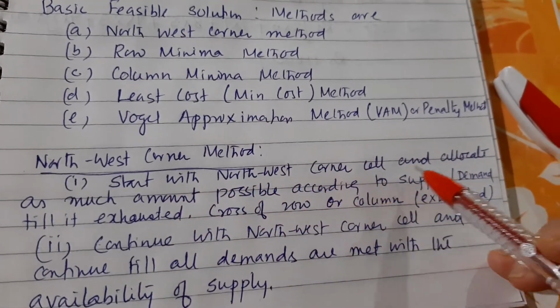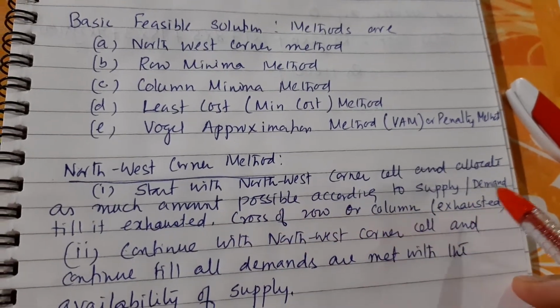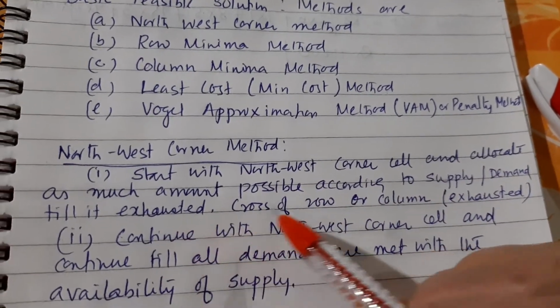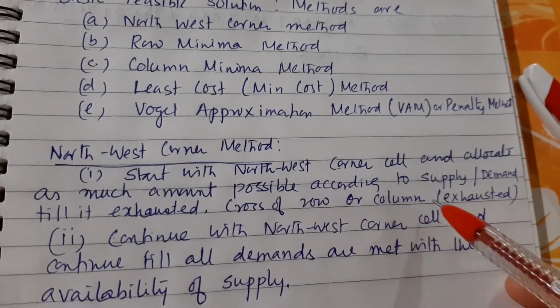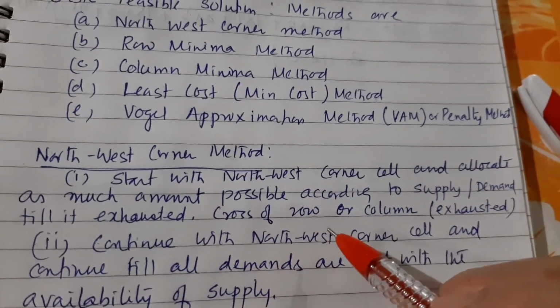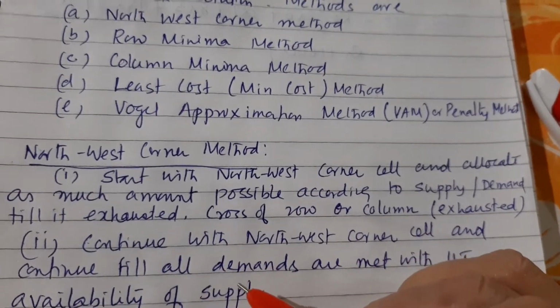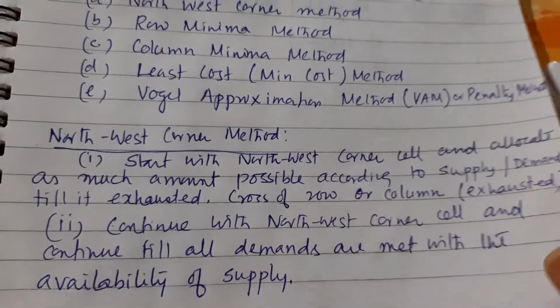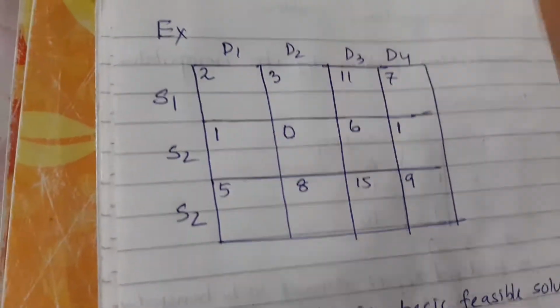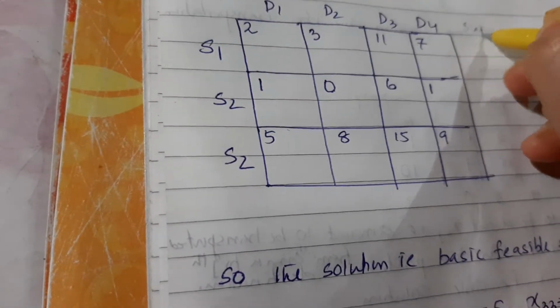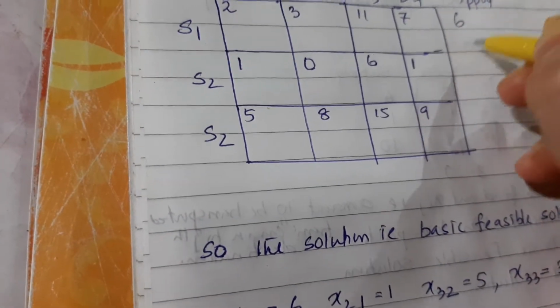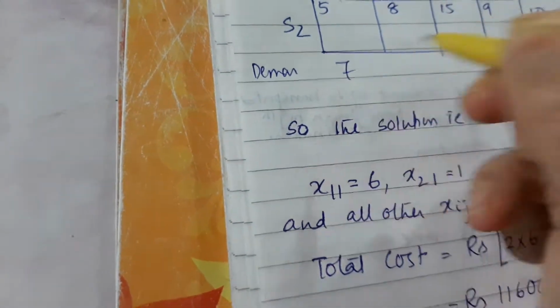Start with the northwest corner cell and allocate as much as possible according to the supply and demand till it is exhausted. Cross off the exhausted row or column, and continue with the next northwest corner cell, and then continue till all the demands are met with the availability of the supply. Now, the same example we have already given, we are going to do by the northwest corner method. Here we have to write the supplies, which are 6, 1 and 10, and demands are 7, 5, 3, 2.